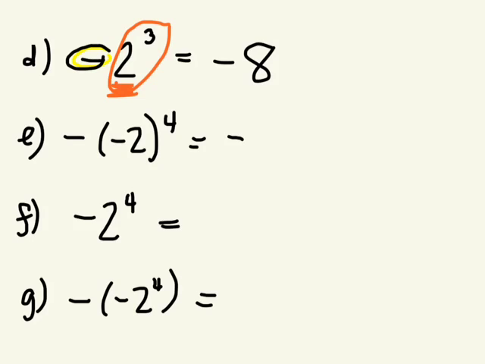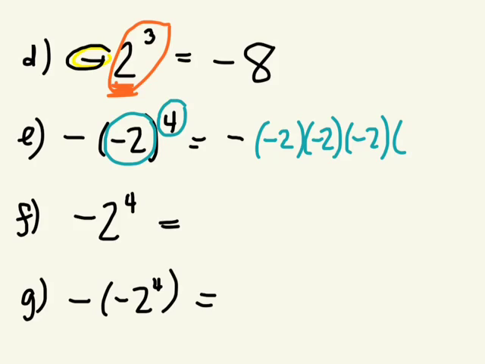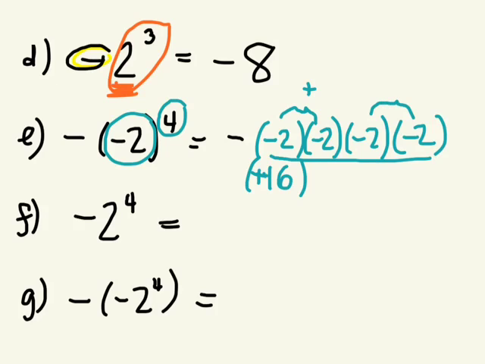A negative outside the bracket, and then we know this is our base, and we're multiplying it by itself how many times? 4 times. So I'm going to multiply negative 2 times negative 2 times negative 2 times negative 2. What is the answer to this part of the question? Negative 2 times negative 2 times negative 2 times negative 2 is positive 16. Does everyone agree that this becomes positive 16 because we have 2 negatives, which make a positive, and another 2 negatives, which make a positive. 2 positives make a positive.